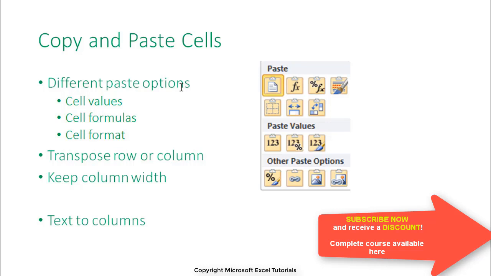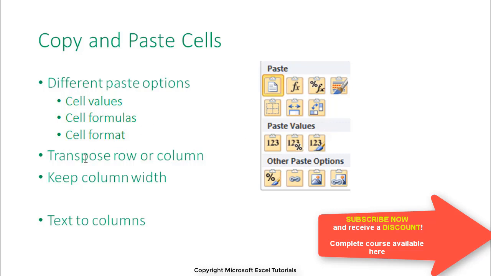If you choose to copy and paste cells within Excel, you may notice that there are different paste options. For example, you can paste the values of a cell, which will only paste the values and not the formulas. You can also choose to paste the formulas of a cell and not the values. And you can also choose to copy paste values and formulas without the cell format or with the cell format.